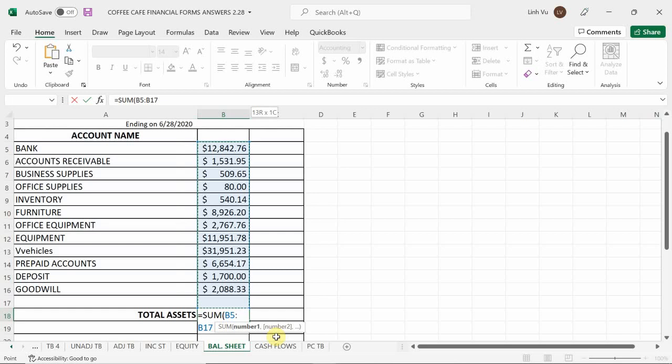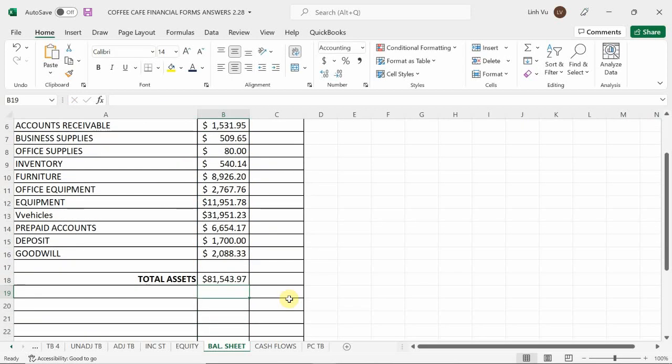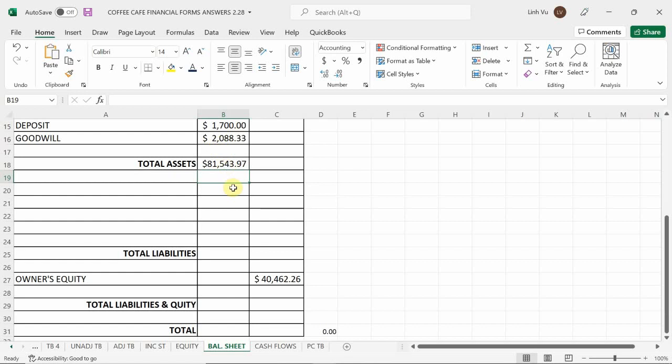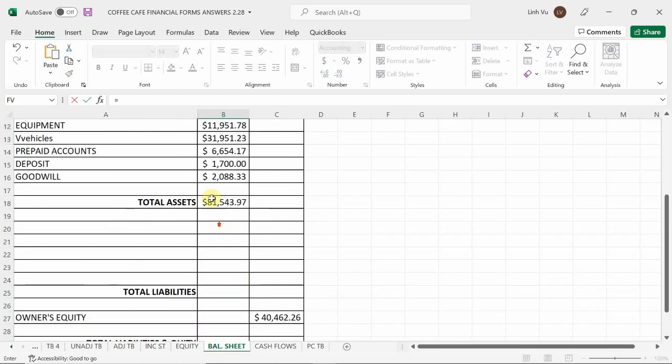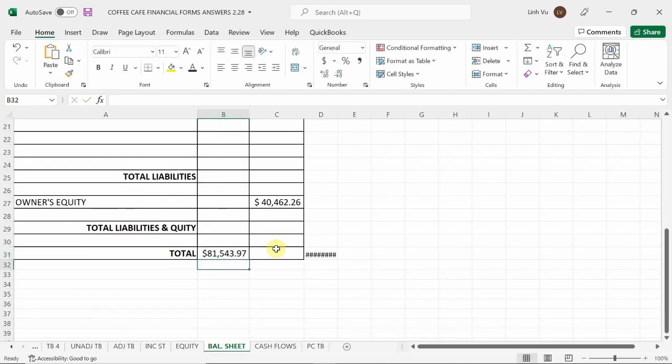In this case, my total assets equal $81,543.97. My job is to see if my total liabilities plus my equity of the $40,000 are going to be equal. So I'm going to bring it down here so I can test my accounting equation, which is my assets equaling my liabilities and my equity.